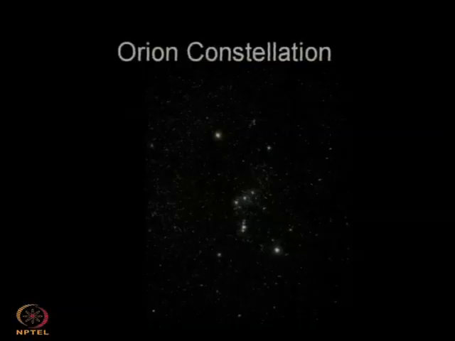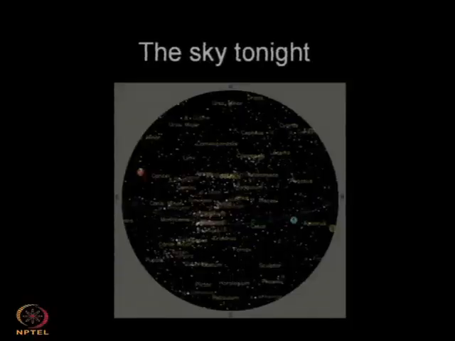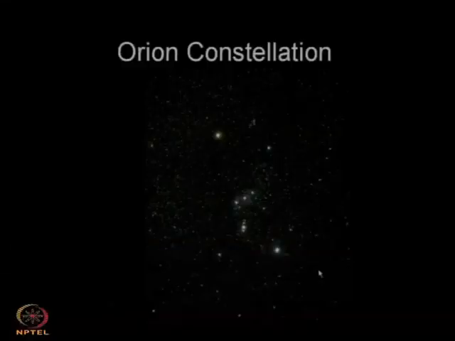If you wish, you can look up the names of these constellations. They are available. This picture shows you the Orion constellation. Let me go back to this picture. The Orion constellation is visible over here. You expect to see it. It is very prominent in the sky. So if you go out tonight, you cannot miss the Orion constellation.